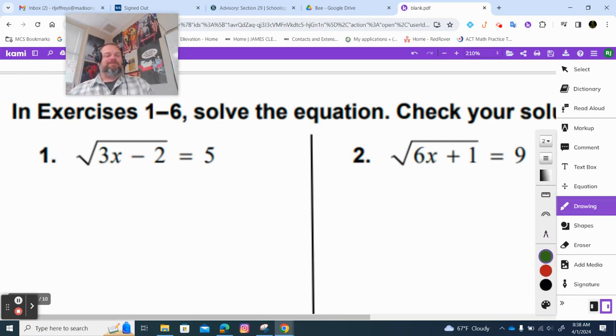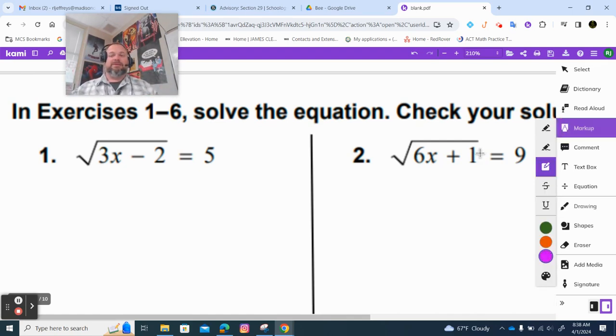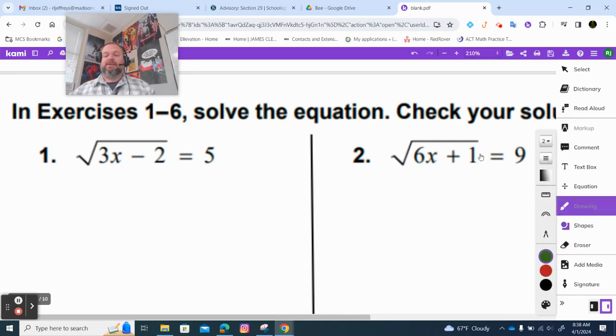Let's look at these together. Number 1, is the radical isolated? Is it by itself? Yes. Okay. So we don't have to isolate it. It's already isolated. Now, we do have to raise it to its power. Let's think about it. There's not one written. It's understood to be a 2, so we square both sides.